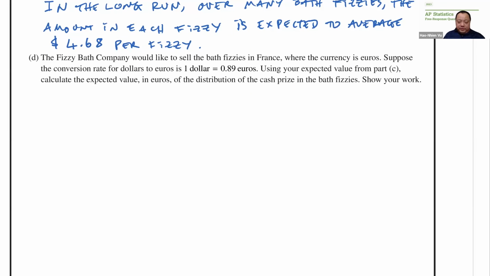Now, part D, the fizzy bath company would like to sell the bath fizzies in France, where the currency is euros. Suppose the conversion rate for dollars to euros is $1 equals 0.89 euros. Using your expected values for part C, calculate the expected value in euros of the distribution of the cash prize in the bath fizzies. Show your work.